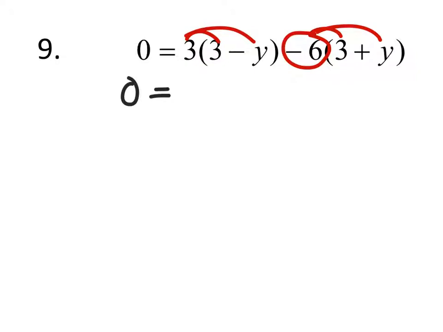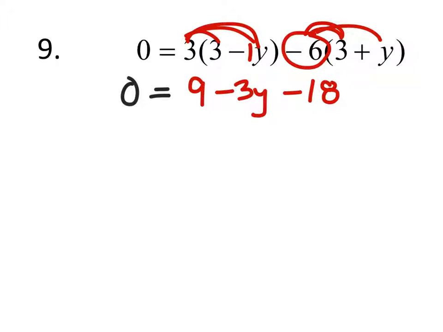So for example, 3 times 3 is 9. Now here I look at this as 3 times negative y, or negative 1y, which would be negative 3y. Now I go to this next set. Negative 6 times 3 is negative 18. See how I wrote that? Negative 18, which really comes out as minus 18 there. Same with this next part. Negative 6 times y, or negative 6 times 1y, would give us negative 6y.